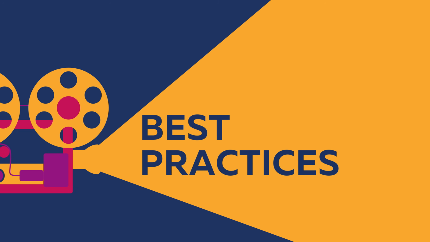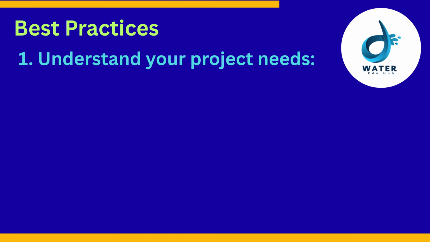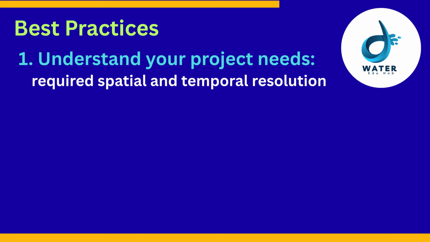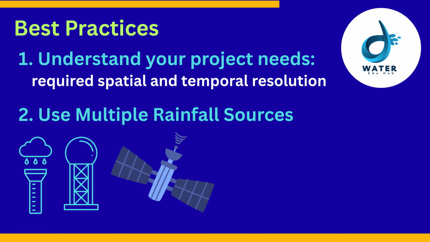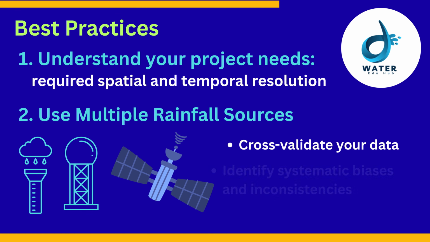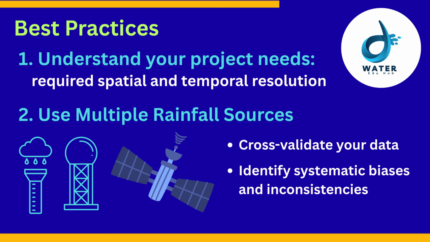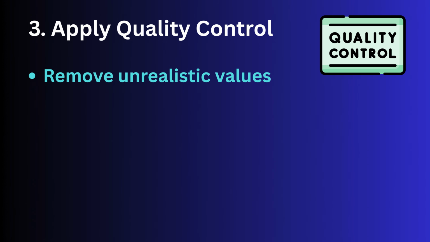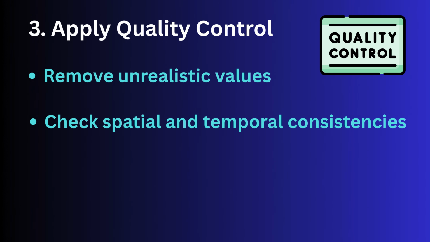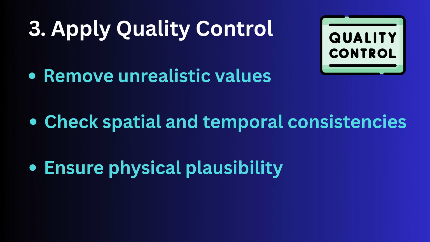So what should we do? First, understand your project needs, for example, the required spatial and temporal resolution. Second, use multiple rainfall sources. Always cross-validate your data and identify systematic biases and inconsistencies. Third, apply quality control: remove unrealistic values, check spatial and temporal consistencies, and ensure physical plausibility.